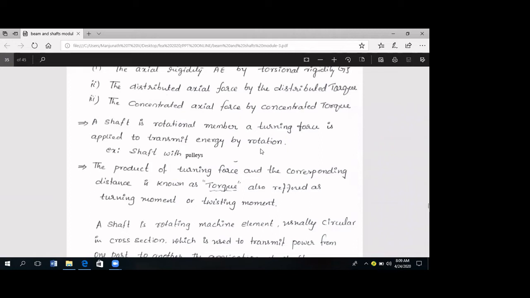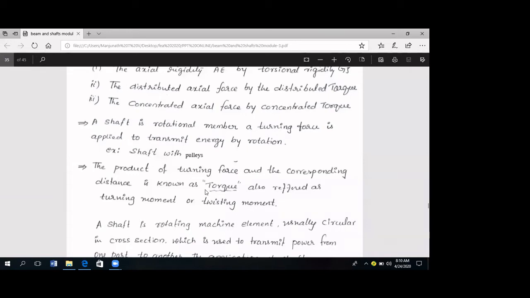The shaft is used as a rotational member to transmit the power from one part to another part. As it transmits the power, we need to apply a twisting force, and this twisting force is transferred from one end to the other end. The product of the turning or twisting force and the corresponding distance from the rotational axis is known as the torque.